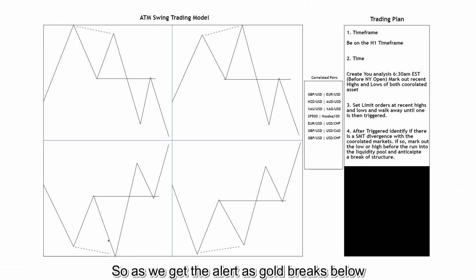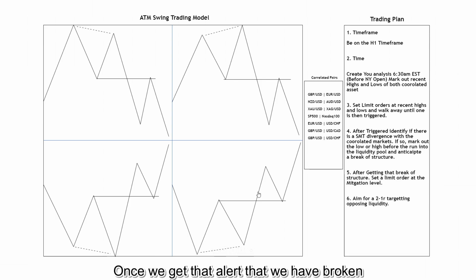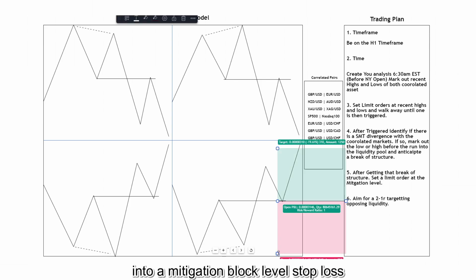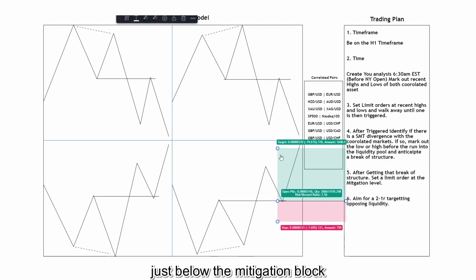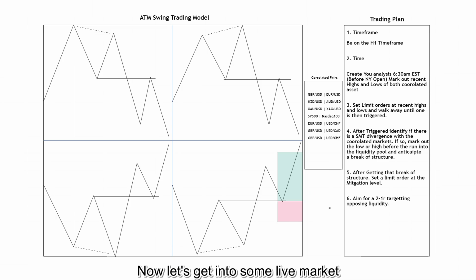So as we get the alert, as gold breaks below this low, we want to look at silver and identify, is there SMT? There clearly is, so we want to put an alert back above this high here on silver and anticipate that breaker structure. Once we get that alert that we have broken structure to the upside, we can then put a limit order back down here into our mitigation block level, stop loss just below the mitigation block, targeting opposing liquidity for a 2-to-1. Now let's get into some live market examples and see this in action.